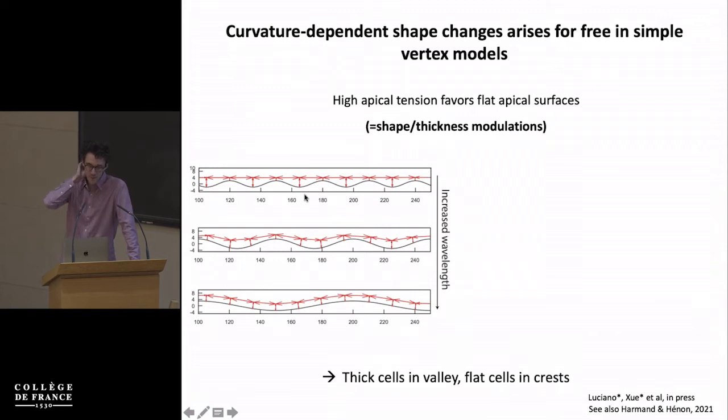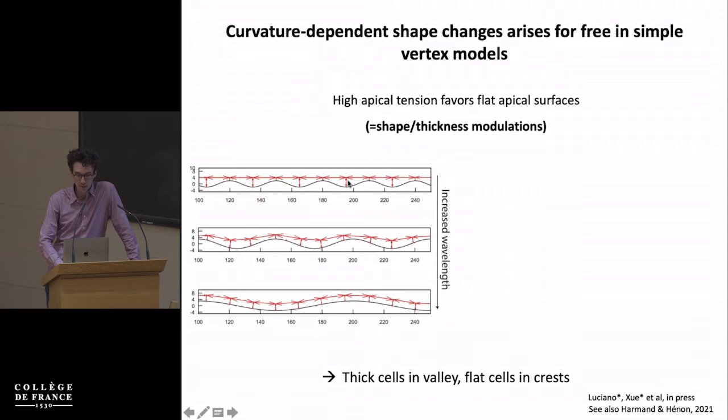And one of the things that surprised us actually is that in any of these kind of vertex models, you get for free changes in cellular shape based on curvature. The reason for this is minimization of apical tension. If you imagine that your apical tension is infinite and lateral doesn't matter, then the minimization of apical tension is going to tell you that the apical surface is going to be completely flat and doesn't care about the modulation of the basal side. Which means that by controlling a single parameter, which is this ratio of apical versus lateral, you're going to be able to sense differentially the influence of the curvature in terms of cellular shape.